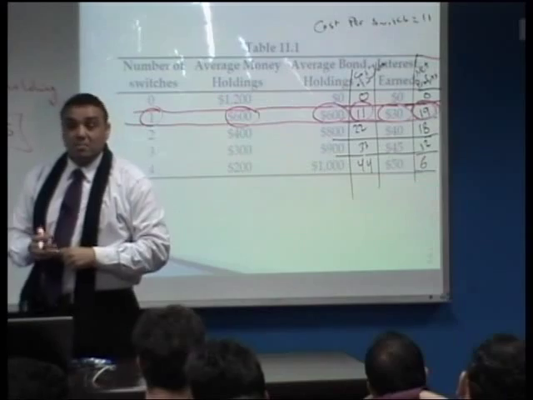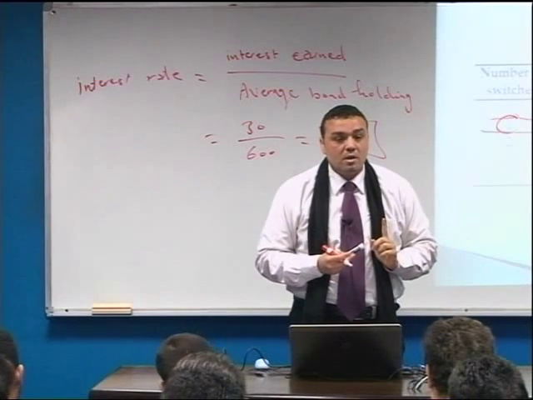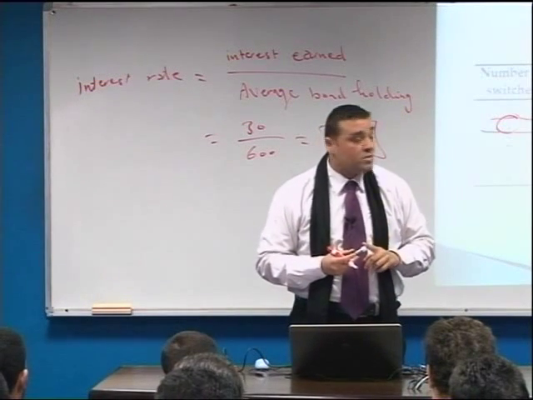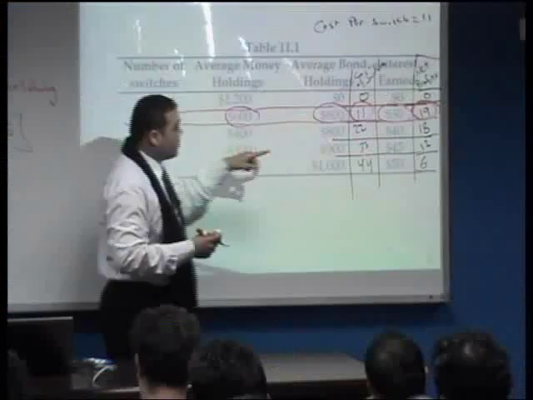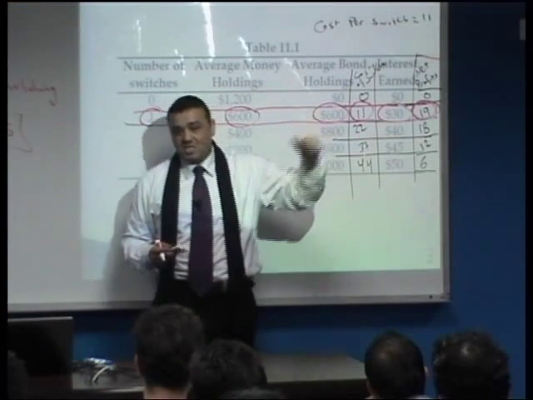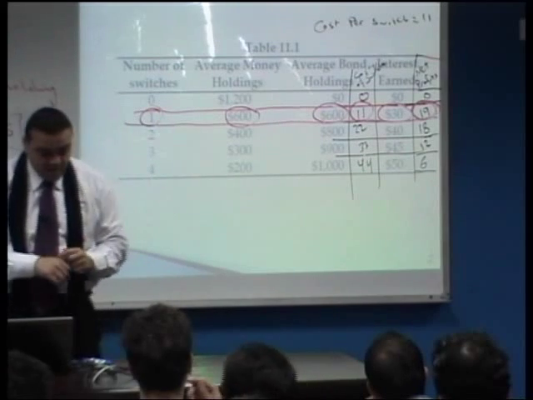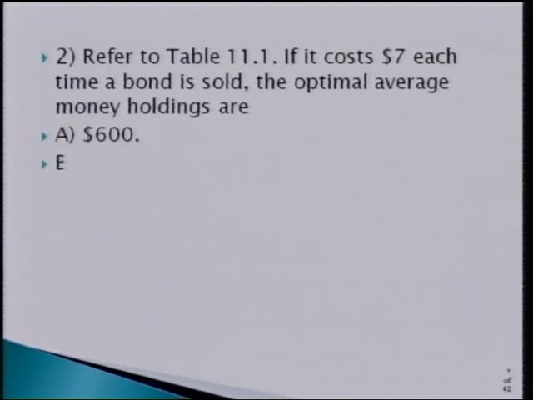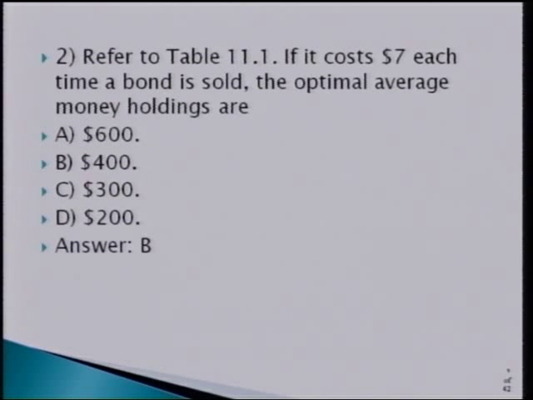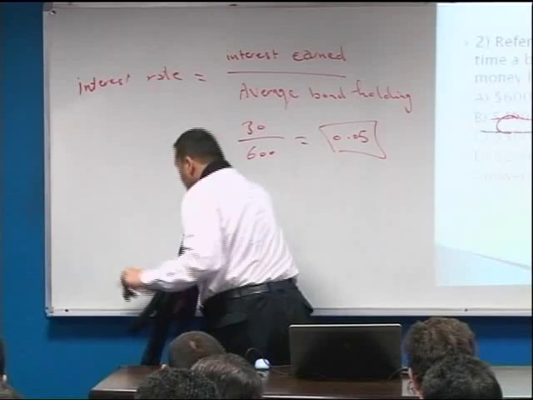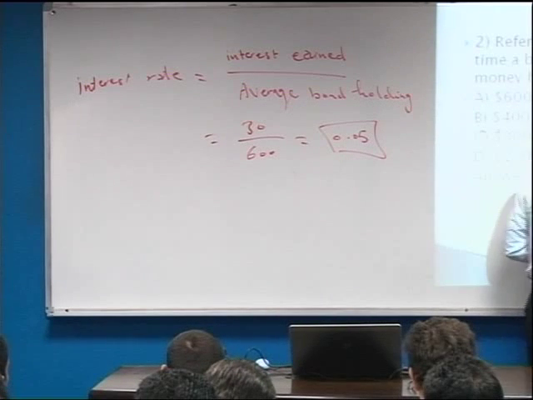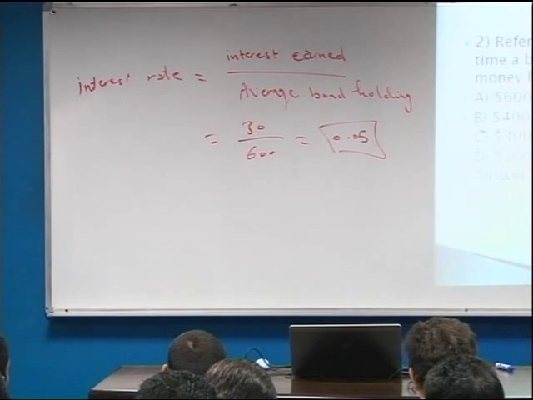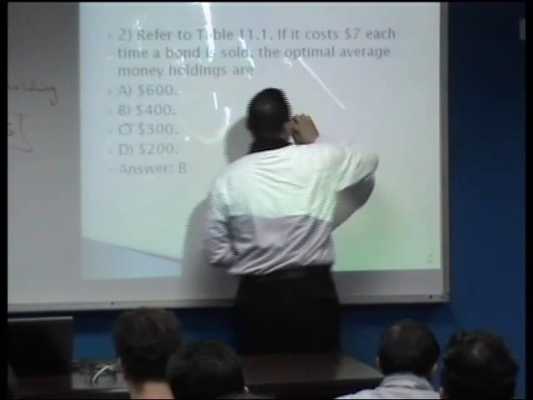Okay, now suppose that the cost per switch has been changed. That means we have a change in the cost of switches, and it became 7. With the change, the optimals change. So let's do change in the cost per switch.